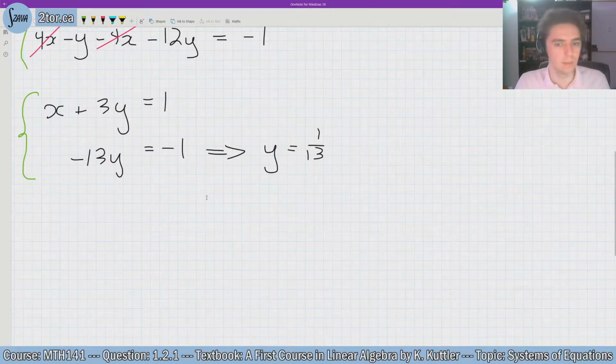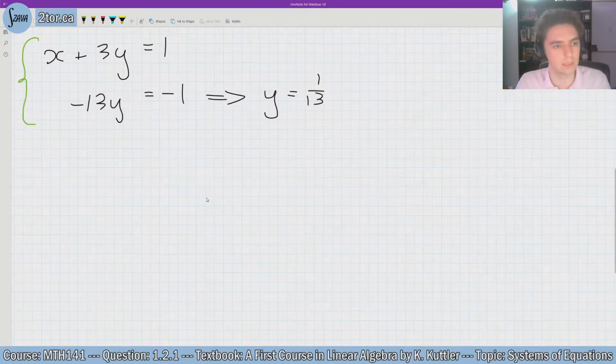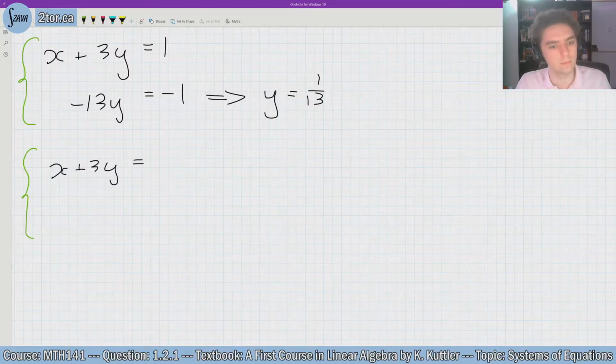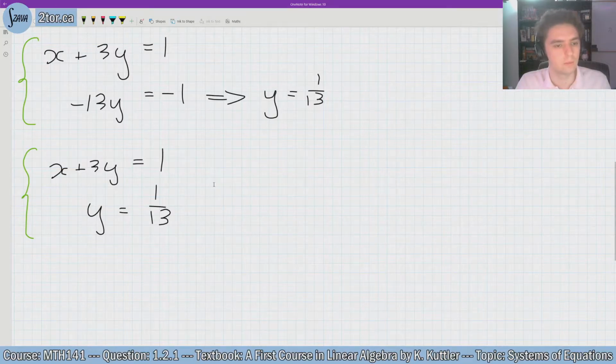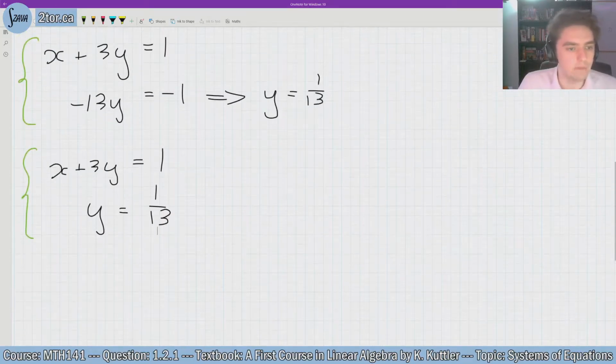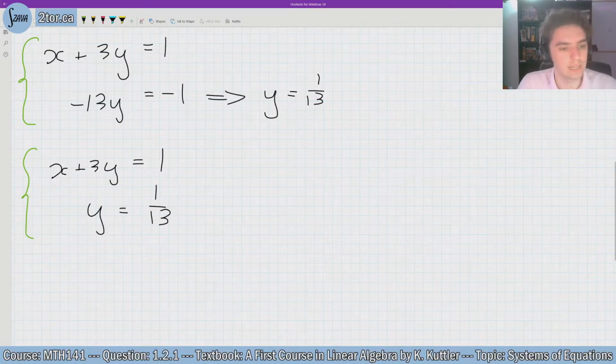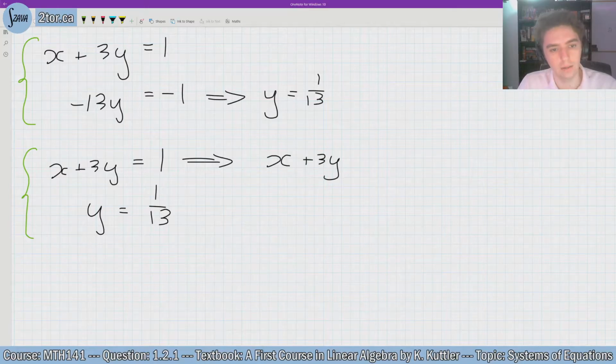That's good to know, because now I can go to this equation, right? In fact, I'm going to write it as another step in the system. These two equations form a system: x plus 3y equals 1, and y equals 1/13. And so now, if I want to find x, I know the y value of our solution, and I want to find the x value. Well, I can just go to this equation and substitute it in. x plus 3y equals 1 becomes x plus 3 times 1/13 equals 1.